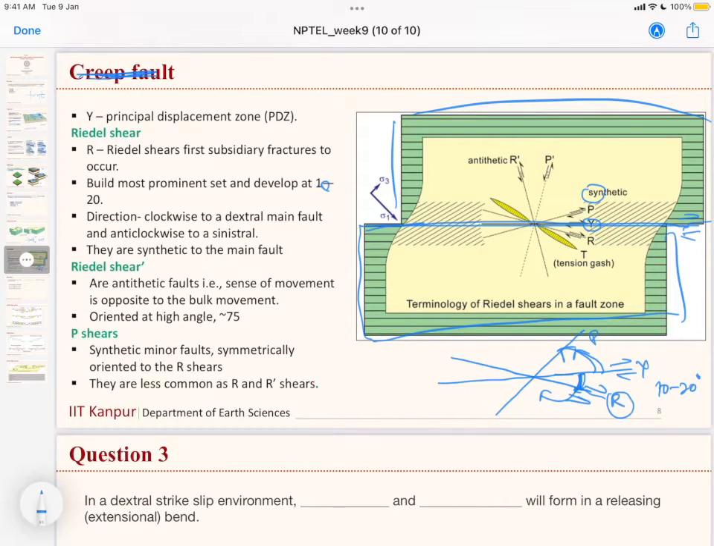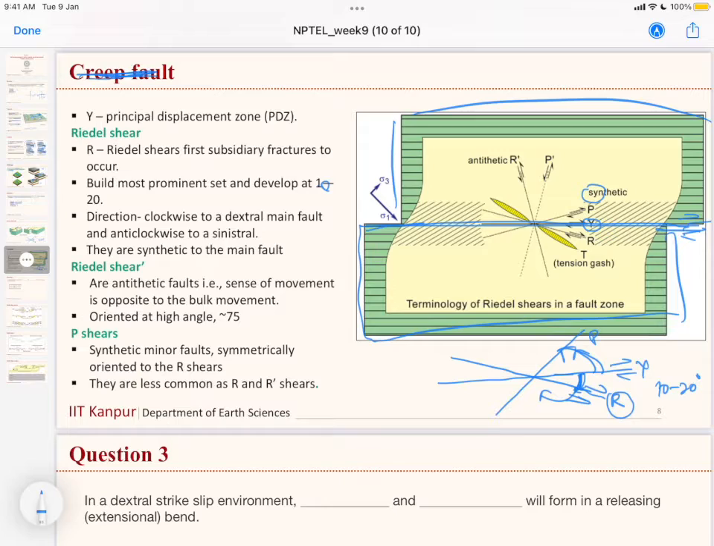So that's why this R and P are the synthetic secondary shear fractures. Okay. And if we talk about the R dash and P dash, they are the antithetic faults because their sense of movement is just opposite to the main sense of movement. And here the main sense of movement is like this, that is the sense of movement for the principal displacement zone. So these are the two major categories under the strike slip fault, that is the synthetic and the antithetic.